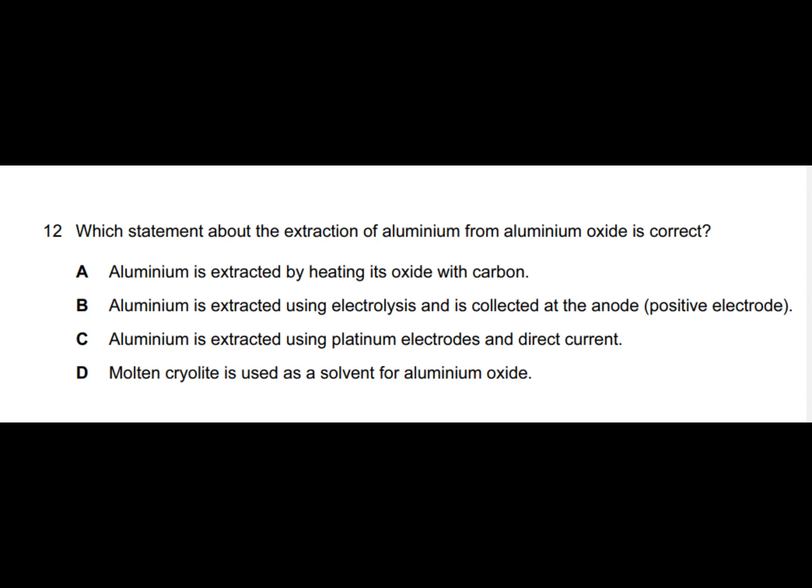Charlie says aluminium is extracted using a platinum electrode. No, not at all. Carbon electrodes are used. As we know, graphite is used. So Delta says molten cryolite is used as a solvent for aluminium oxide. Yes, that's absolutely correct. That is the correct answer for this question. The remaining questions will be solved in the next video because this video is already too long.